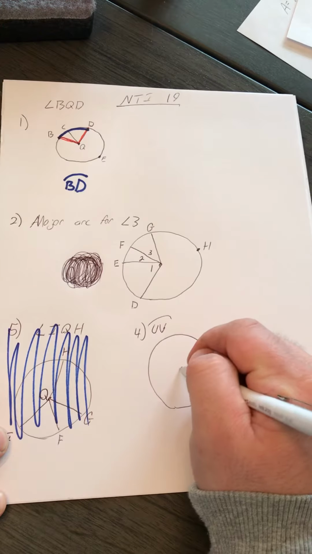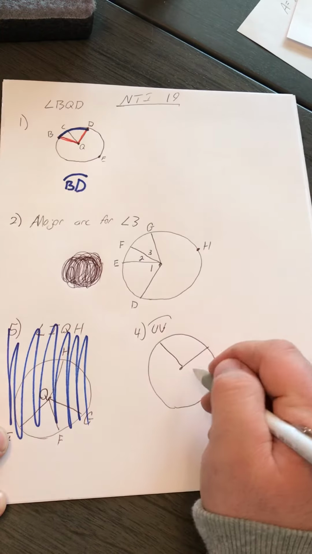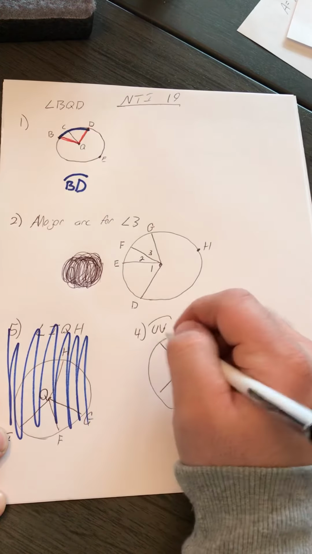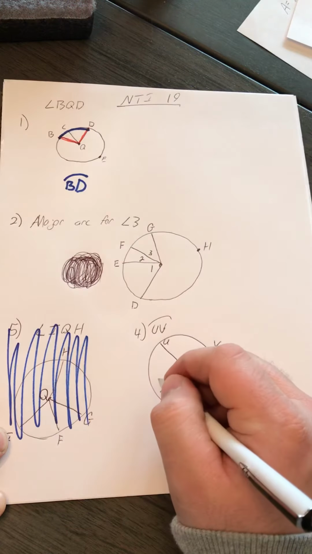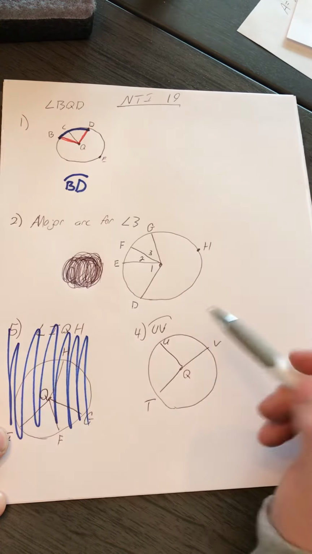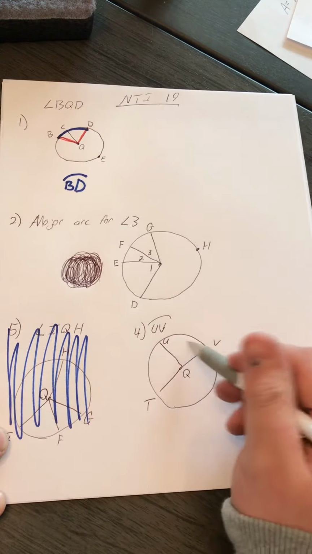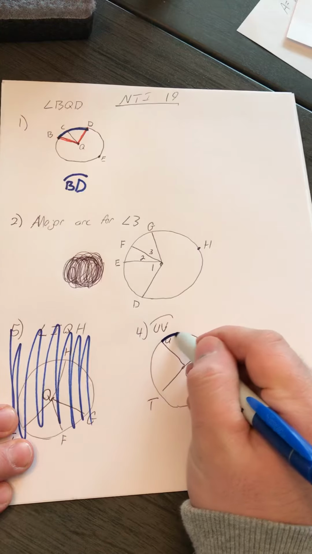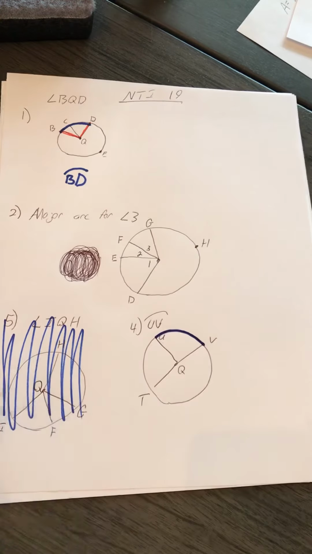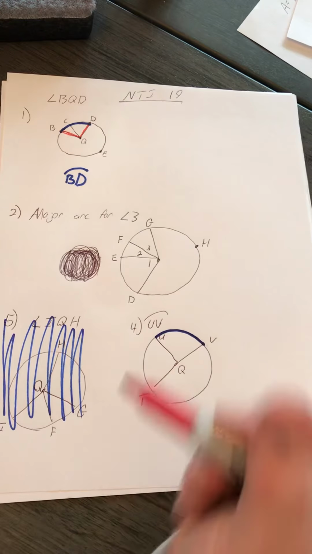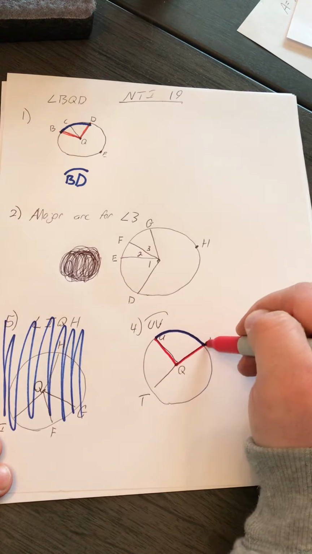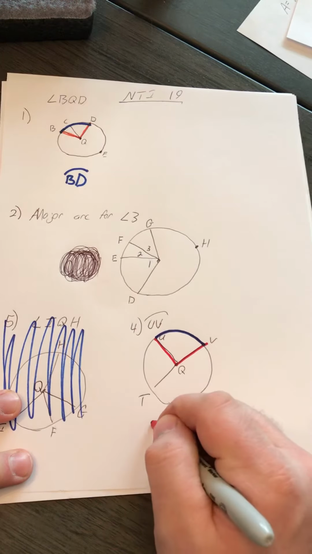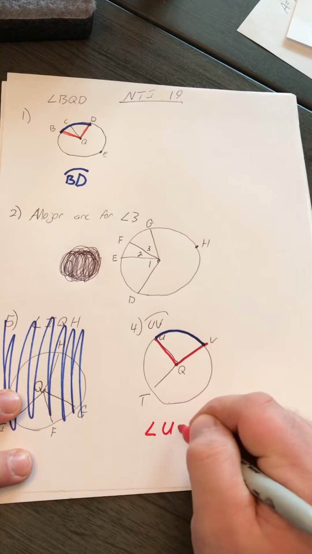So in this one, it's got 3 parts. Looks like this. This is Q. This is V. This is U, and this is T, okay? So it asks for arc UV. Arc UV is right here. So it wants to know what angle is made up of that one. Well, that one looks like it's going to be angle UQV, or VQU. It doesn't matter, you can do it either way, okay? So the answer for this one is going to be angle UQV.